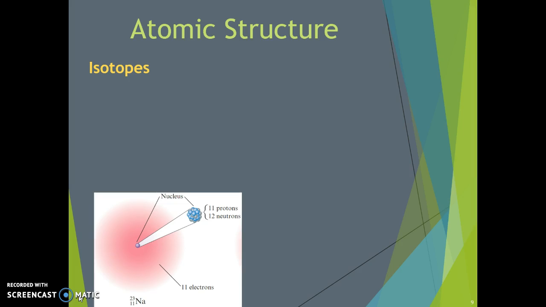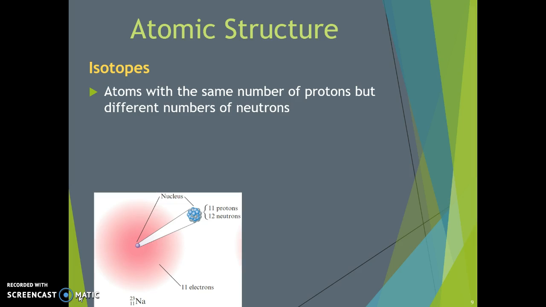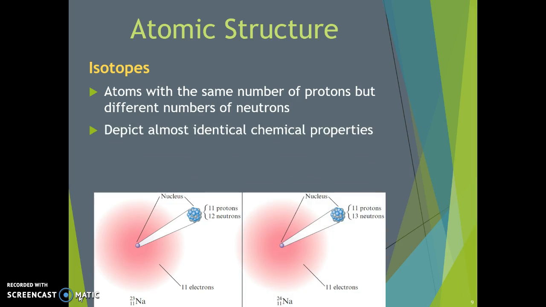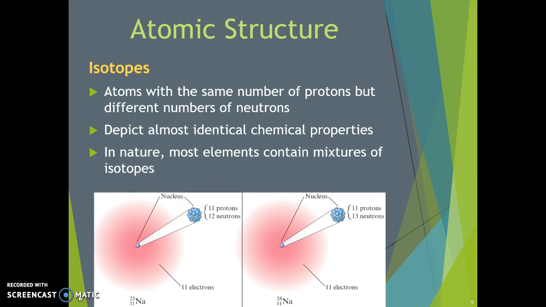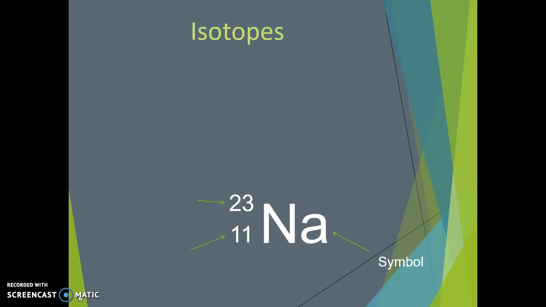Even though a sodium atom always has 11 protons and 11 electrons, sodium atoms can have a different number of neutrons in the nucleus. These are called isotopes. These isotopes have almost identical chemical properties. The only difference is the number of neutrons. In nature, most elements do exist as a mixture of isotopes.